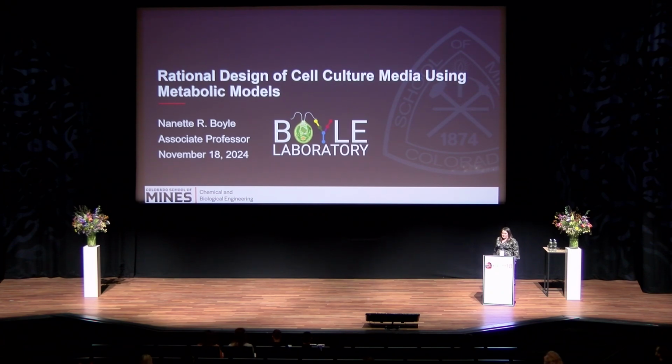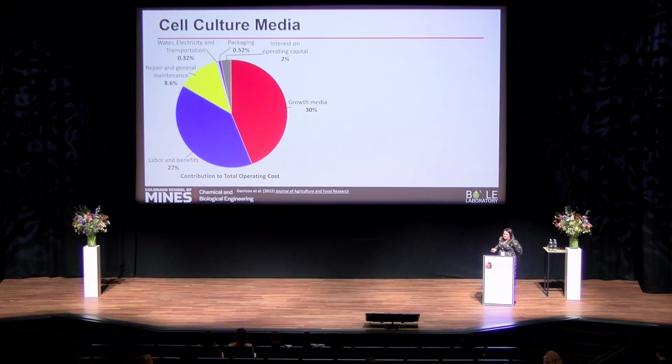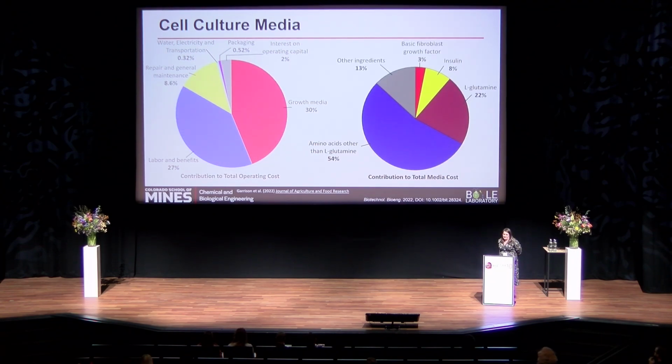So today I'm going to talk about rational design of cell culture media using metabolic models. As Mark said yesterday, the growth media is still a significant portion of the cost for cultivated meat, right? It's around 30%. And if we look further into how that is broken up among the growth media components, again, as Mark said, the amino acids are the significant cost here. The growth factors are only a very small portion because you use so little of them.